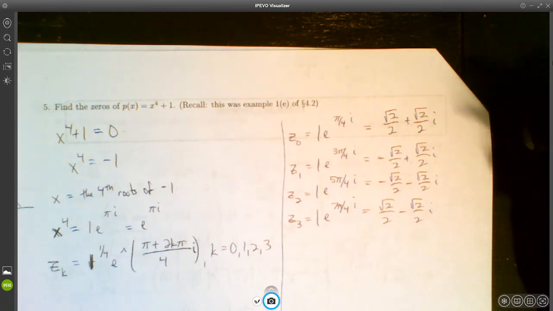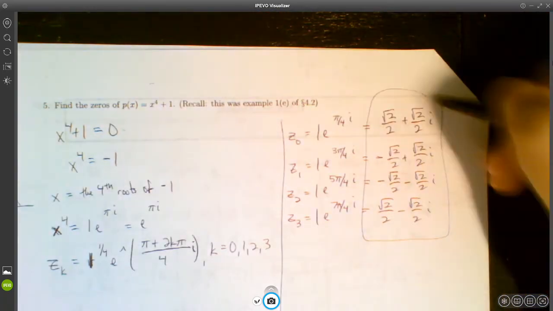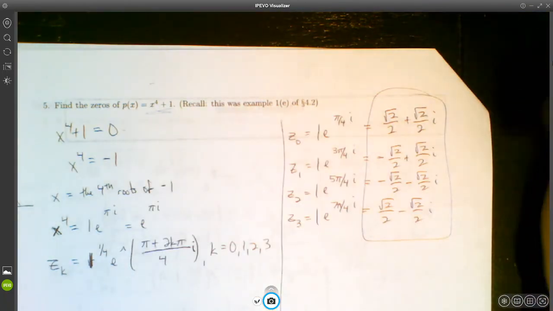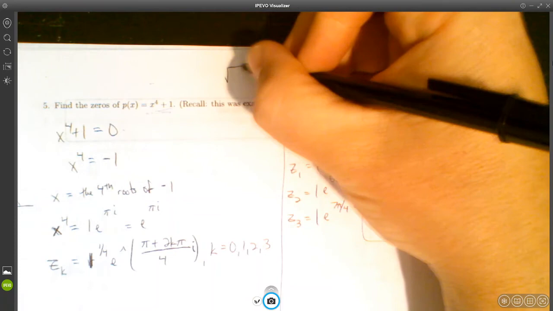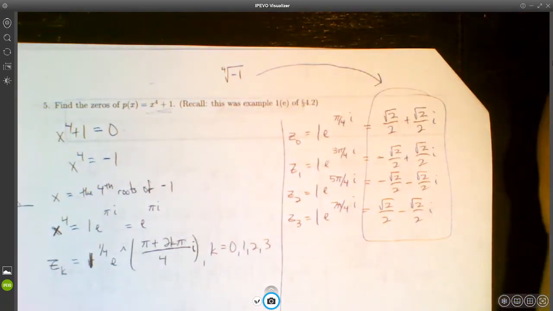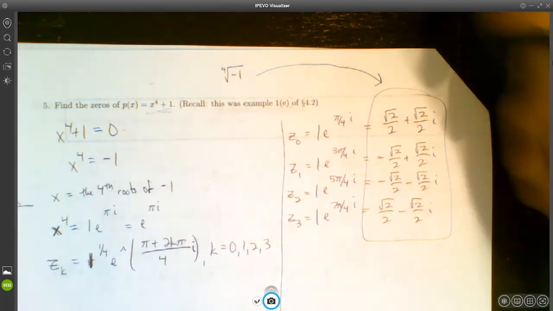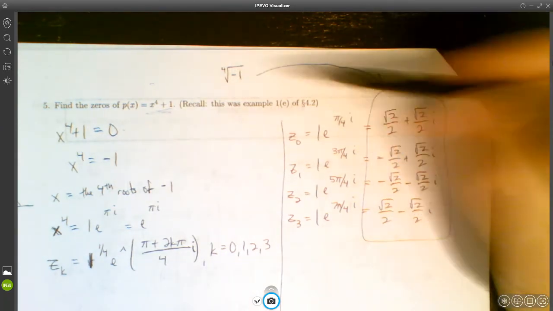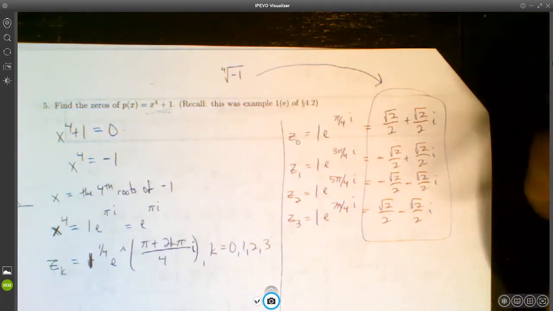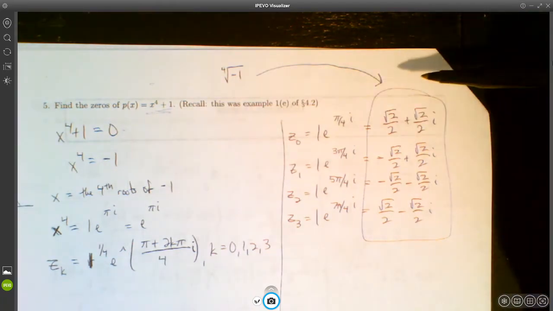So what are the zeros of this polynomial? These are them, right? These are the 4 zeros of this polynomial. This is an incredible thing, because what we're saying is that the fourth root of -1 is equal to one of these 4 things, right? We don't actually have an agreed upon which one of these is the fourth root of -1. They're all fourth roots of -1. All 4 of them are fourth roots of -1.